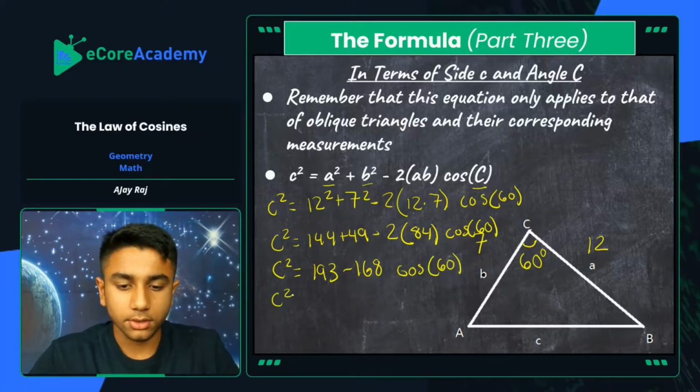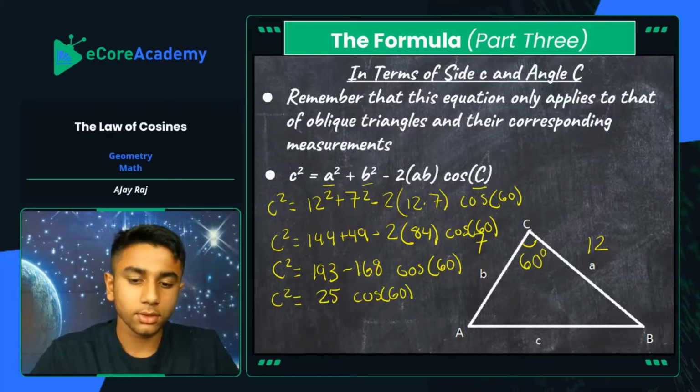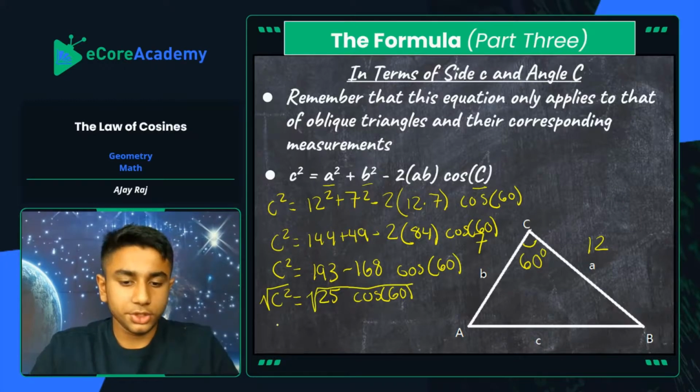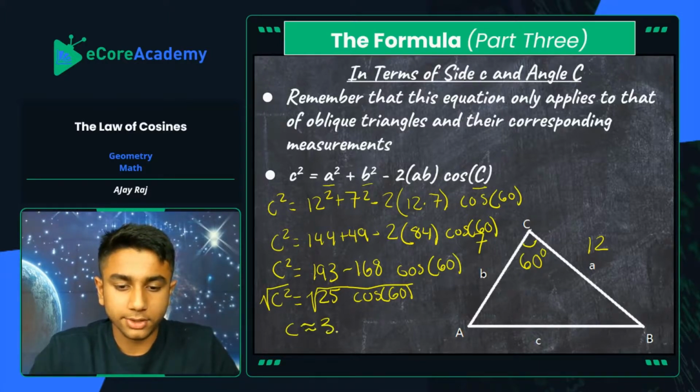And then c squared equals 193 minus 168, which is 25, times the cosine of 60 degrees. And then we're going to square root both sides. And once you plug that into your calculator, you're going to get that c is approximately 3.5. I'm rounding these off to the nearest tenth, so 3.5.